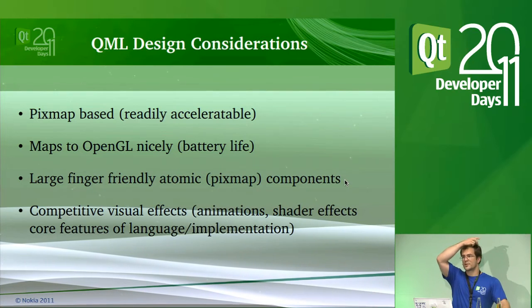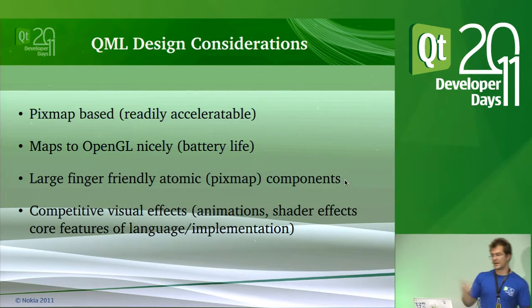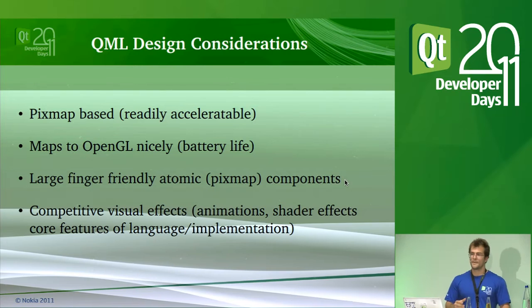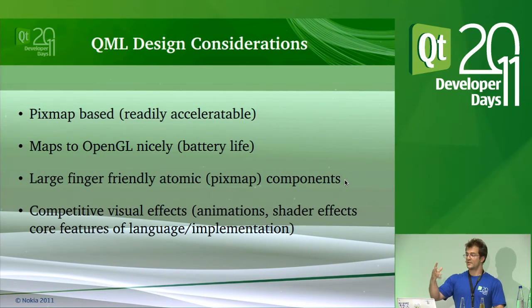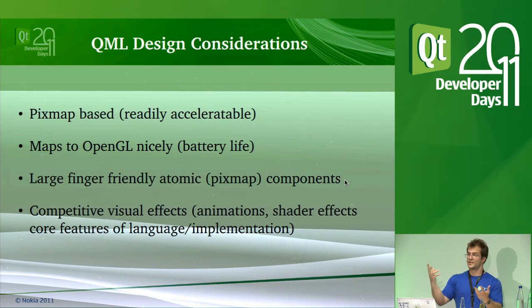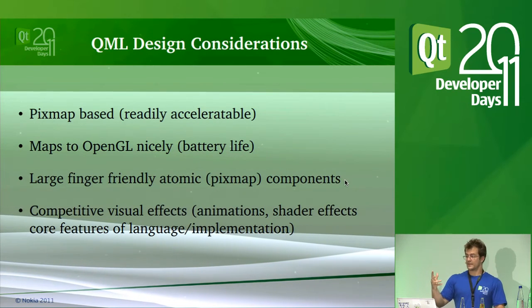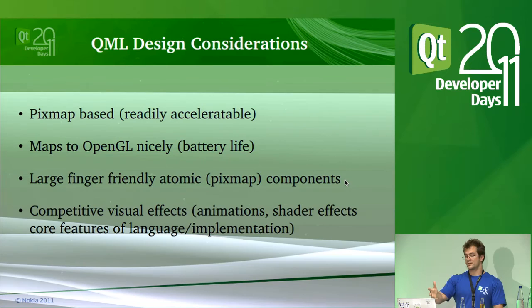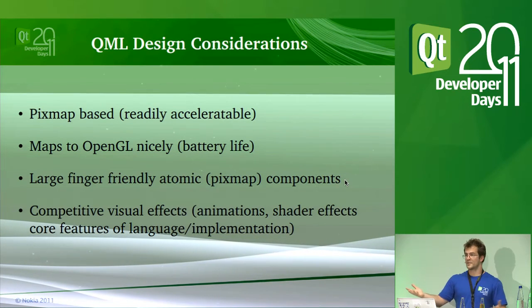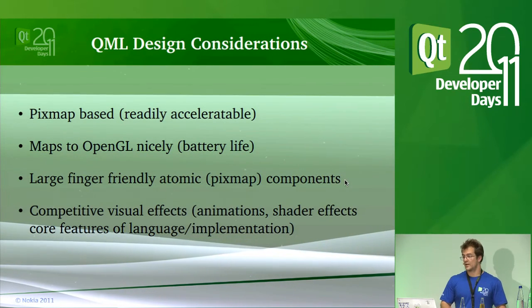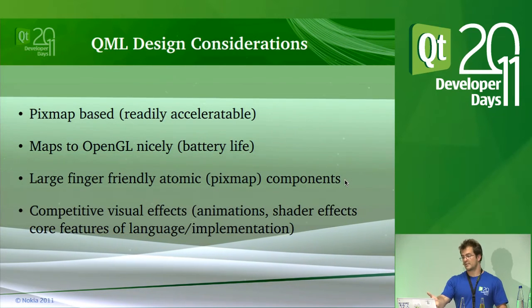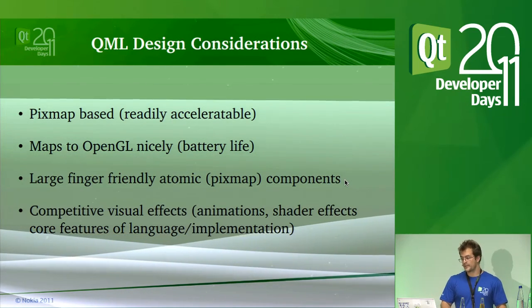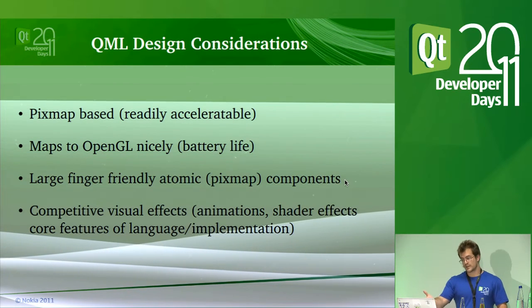So the design considerations behind QML, you should all be kind of familiar with. For a cell phone, you could imagine, the iPhone came out, it was very pixmap based. It's very easy to accelerate pixmaps. It maps very nicely onto the most common acceleration mechanisms available today, namely OpenGL, which is on all your embedded devices by now. And it's making massive intrusions into set-top boxes, which extends your battery life.